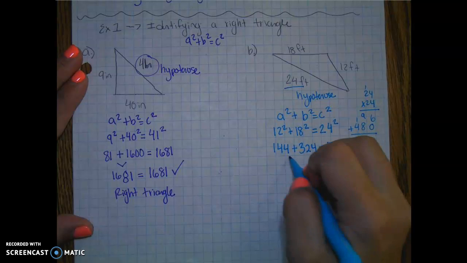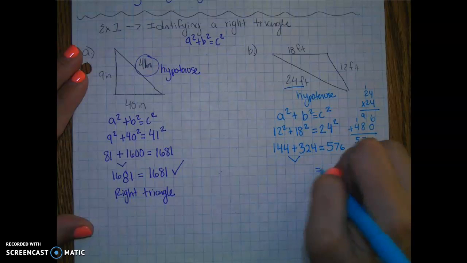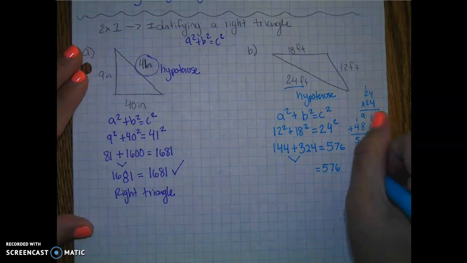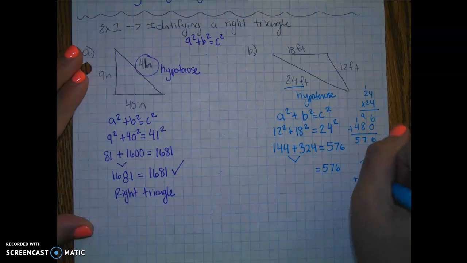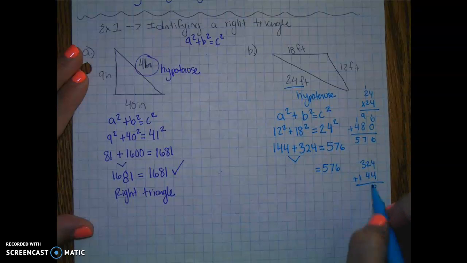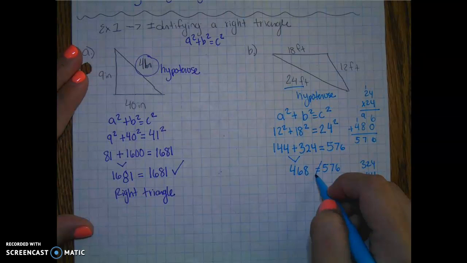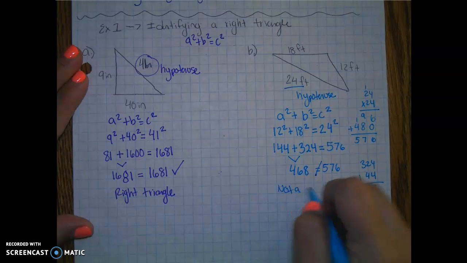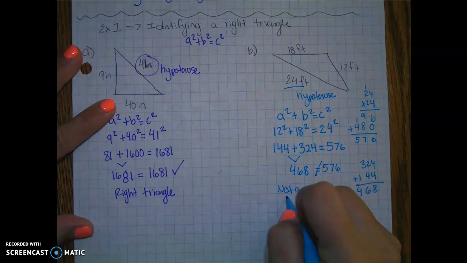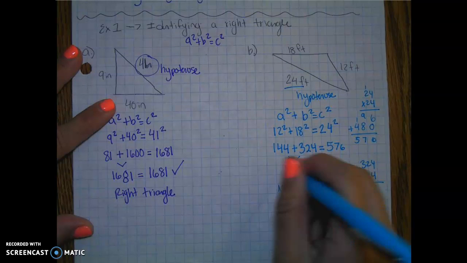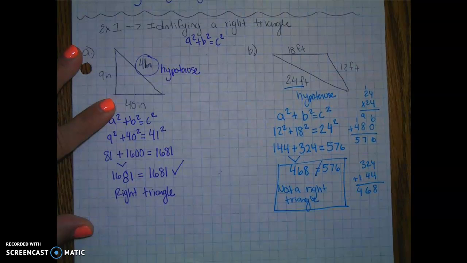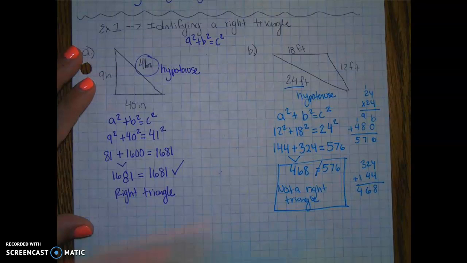So now I'm going to add my two legs together to make sure that it equals my 576. So I have 324 plus 144. 4 and 4 is 8. 2, 4, 5, 6, 3, and 4. So I get 468. Well, do these have the same numbers? Are they the same number? No, they're not. Remember, you need to put a slash through the equal sign to tell us, hey, this is not a right triangle. Okay, take a brief moment, write this down, pause it at any time.